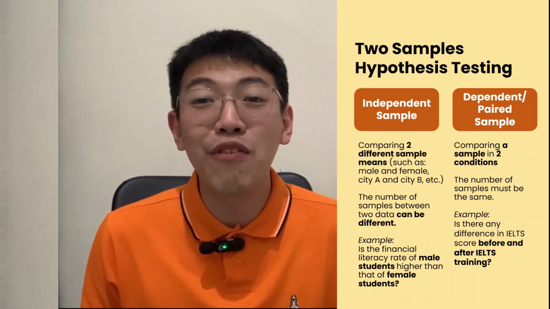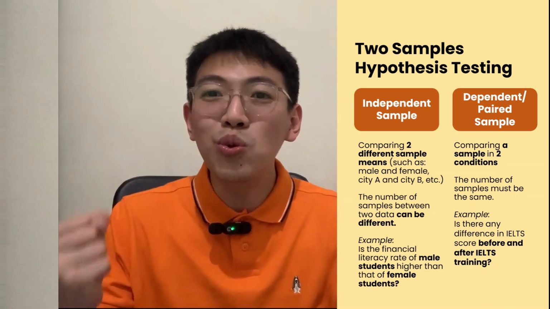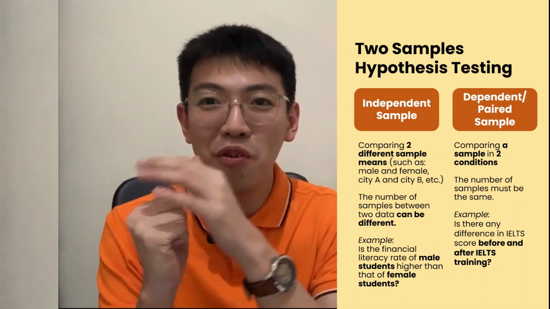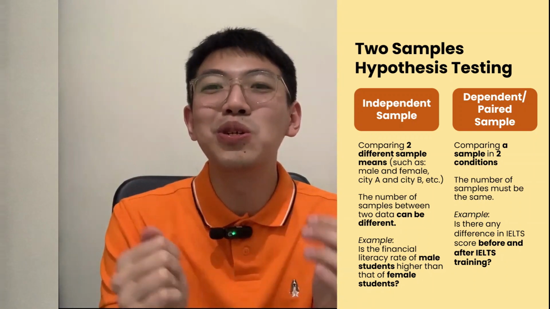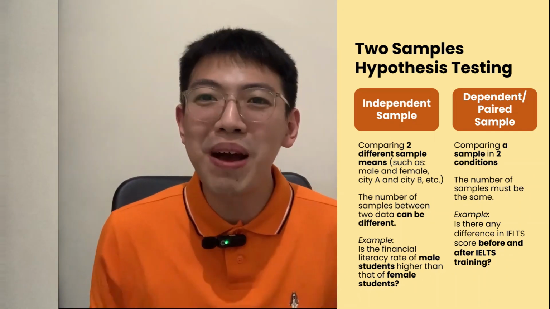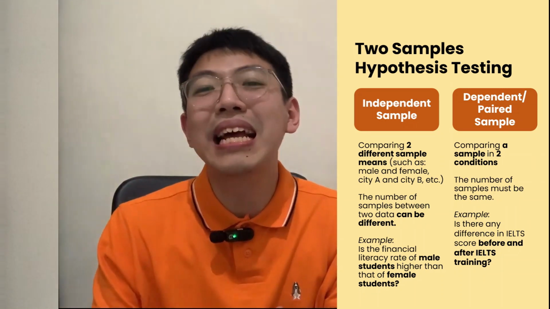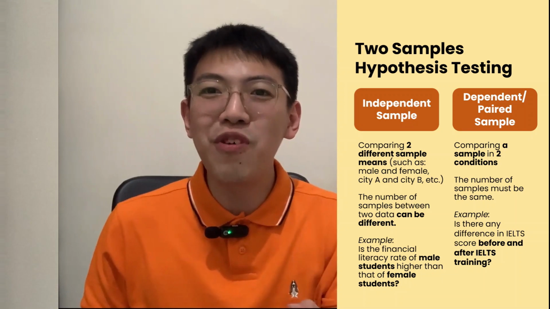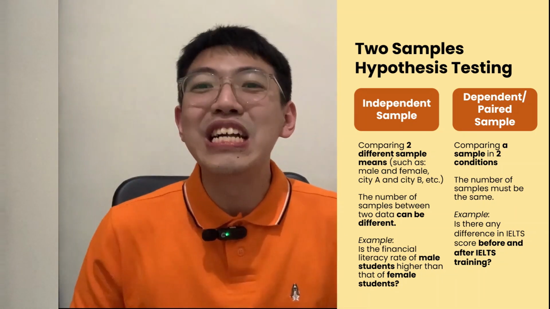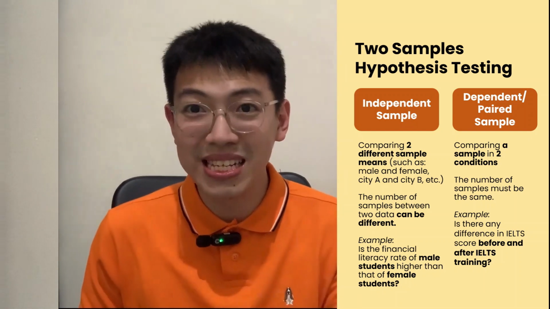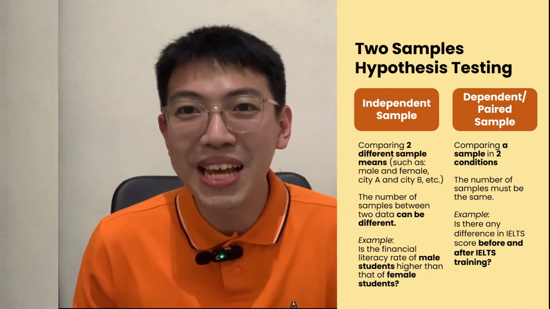Independent samples are used if we would like to compare two different samples, for example, male and female, CTA and CTP. While for dependent samples, we would like to compare the same sample in two different conditions, for example, before and after training. So in the dependent sample, the number of samples will be the same because you use the same sample.